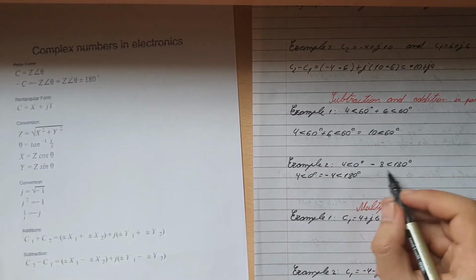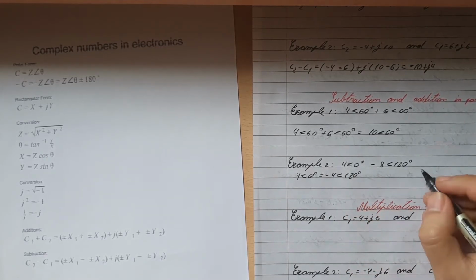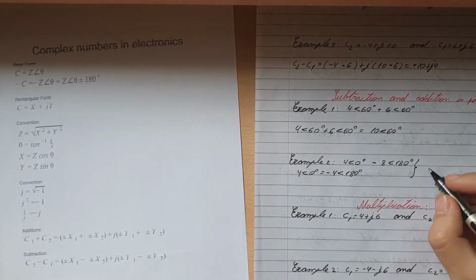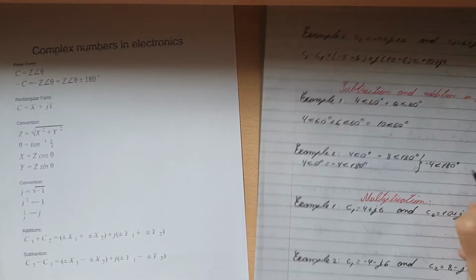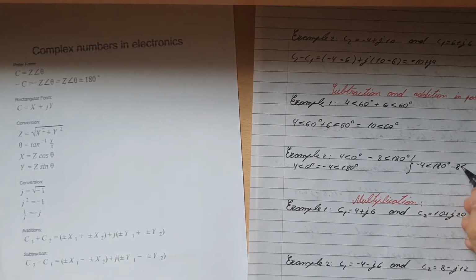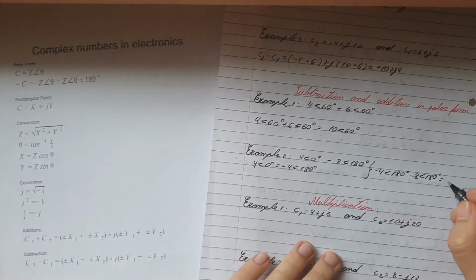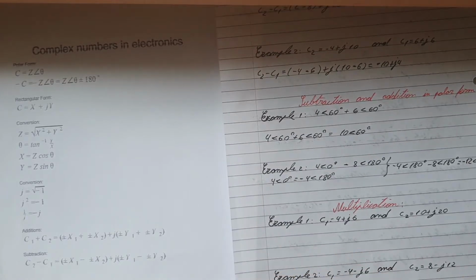And now because they have the same angle, we can add them together. So that will be minus 4 angle of 180 degrees minus 8 angle of 180 degrees, and that will be equal to minus 12 angle of 180 degrees. And remember, this is a trick really, because we can apply this with other angles.